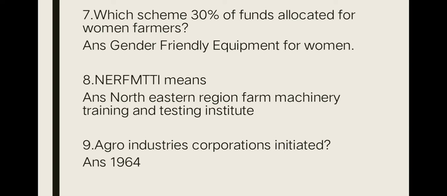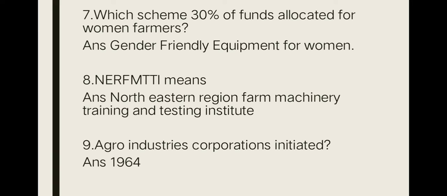So in this scheme they provide funds to females and other organizations, so they can prepare their own equipment which is not harmful and is easily operated. NERFMTTI means Northern Eastern Region Farm Machinery Training and Testing Institute, which is located at Assam. Agro Industries Corporation was initiated in 1964.